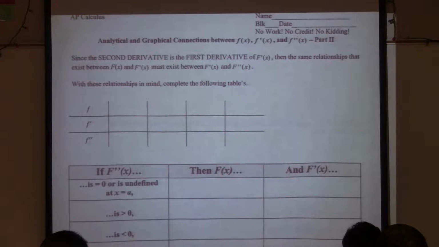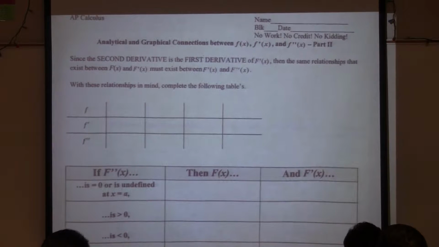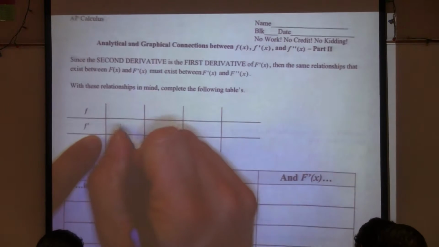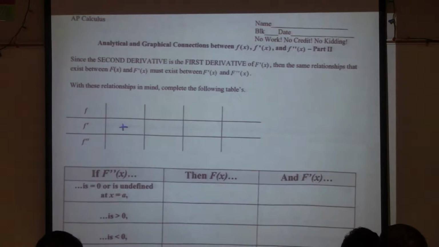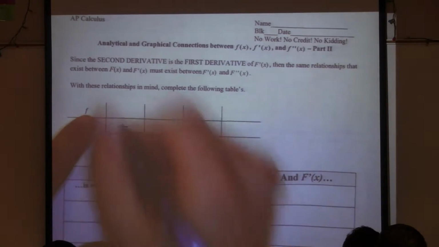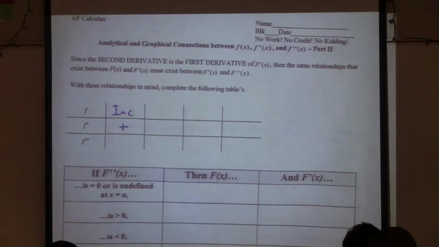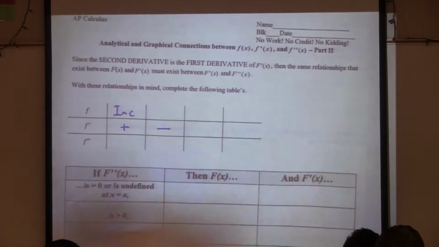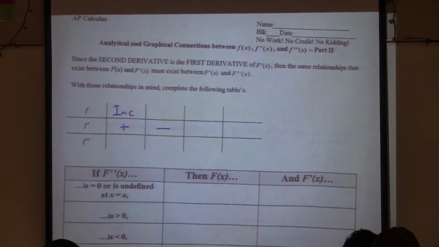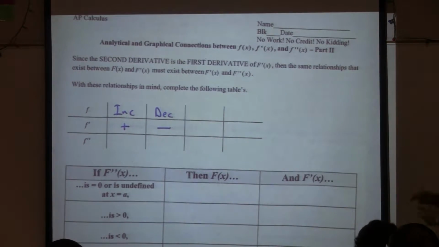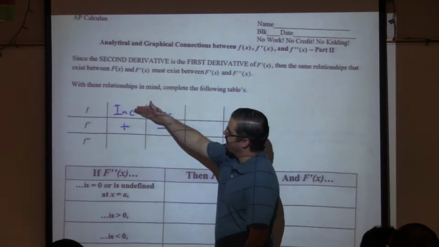So let's see if we remember what those relationships were. What would we say was happening to the original function if we said the first derivative was positive? Increasing. So the original function had to be increasing, right? If the first derivative was negative, then what could we say about the original function? It was decreasing. Okay? So that was one derivative that we found, right?